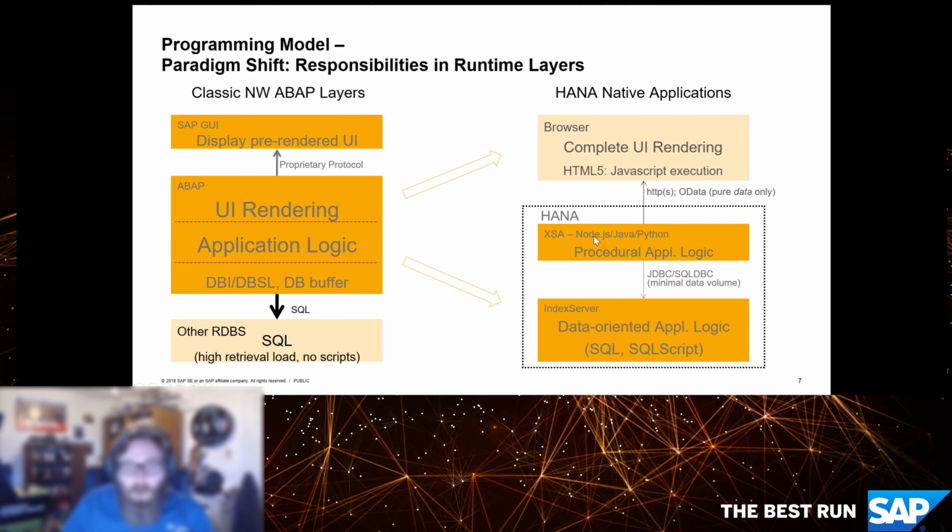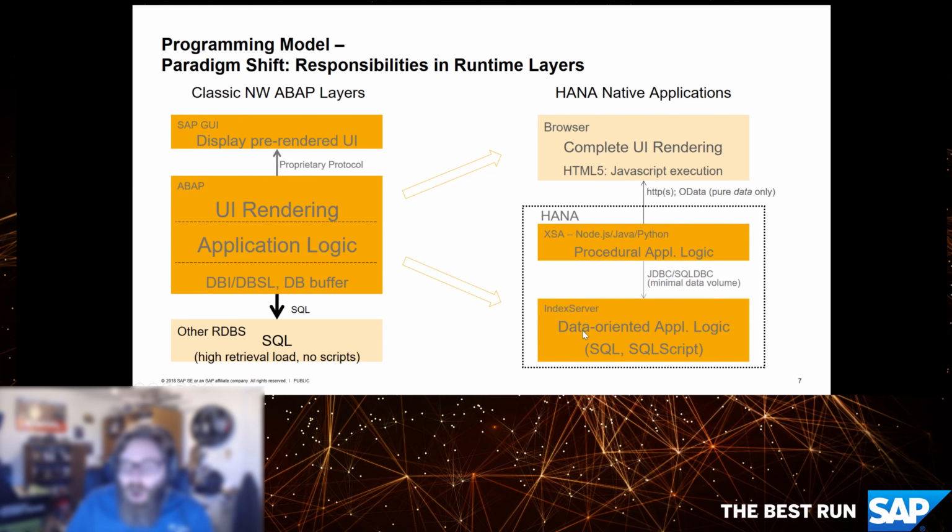And here we have multiple runtimes. We can do JavaScript development using Node.js. We can do Java development using Apache Tomcat or TomEE. And we can do Python development. And this is where you do your procedural logic. That means processing one record at a time, maybe doing input validations, doing output formatting, creating services.